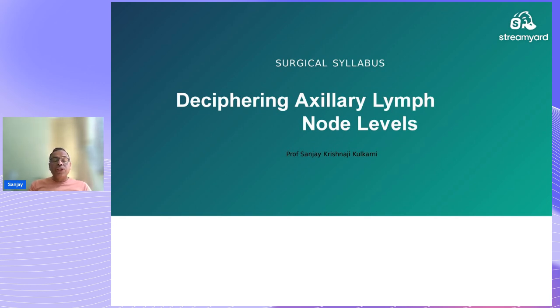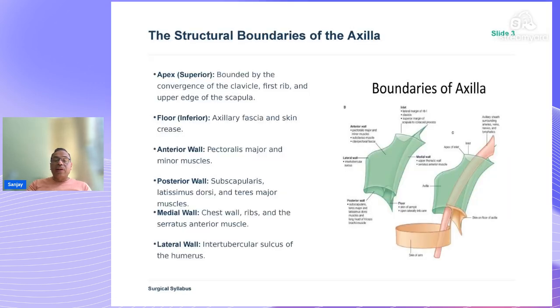So it would be a very short video where we would be talking about the clinical levels as well as a little anatomy, the anatomical considerations of the axilla, which is very relevant in a patient of breast carcinoma. So let's get started. Now, what is the axilla? The structural boundaries of the axilla are as shown in this diagram.